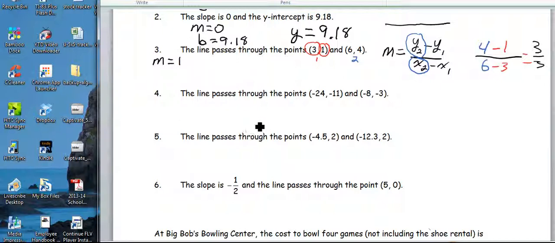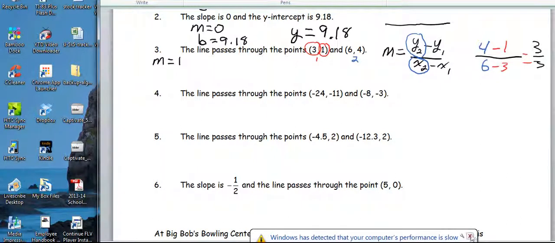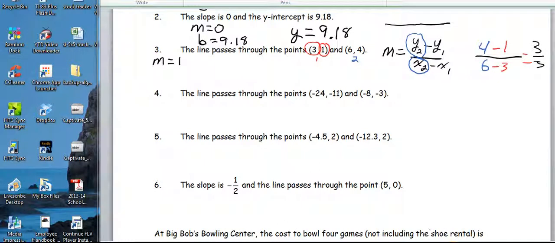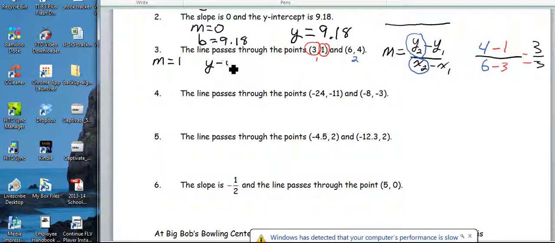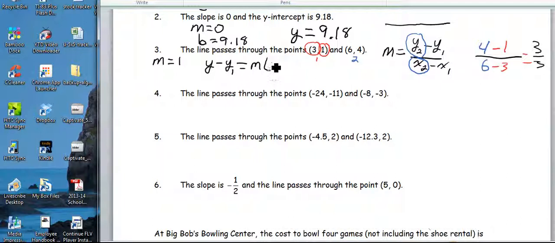So now what I'm going to do is plug this into my point slope formula. Watch what I do, and I'm going to make some erasures and change things, but in a minute, just pause the video and go back and write it in. So here I have y minus y1 equals the slope times x minus x1.